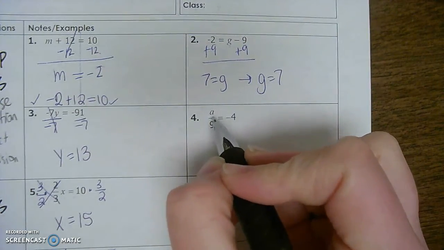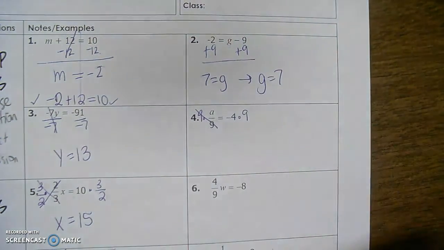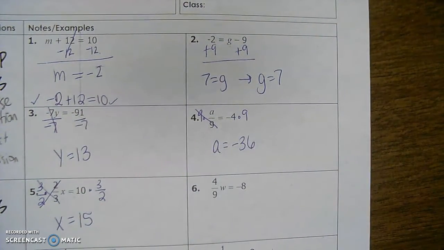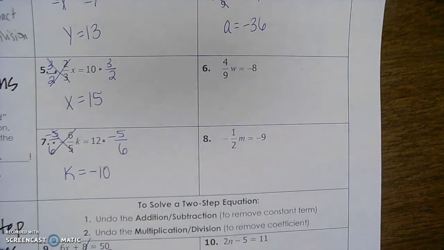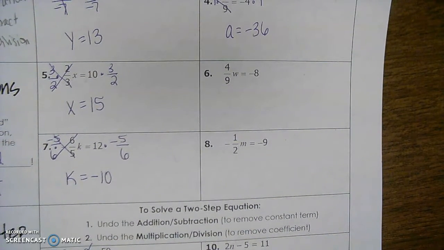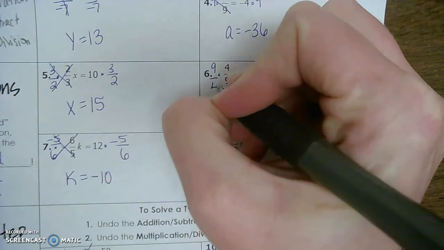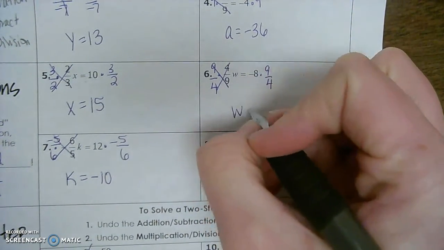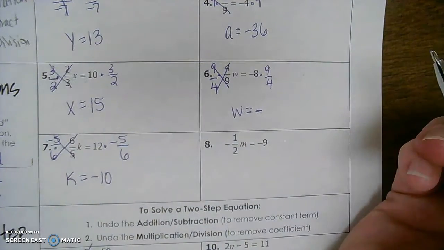Number 4, a divided by 9, so we need to multiply both sides by 9. Those cancel out. A equals negative 36. Once again, if you need to get rid of a fraction that's being multiplied, you multiply by the reciprocal. We don't divide fractions, we multiply by the reciprocal. So multiply by 9 over 4. You flip it over, 9 over 4. You can type this in your calculator, otherwise, hopefully you know that a negative times a positive is a negative.